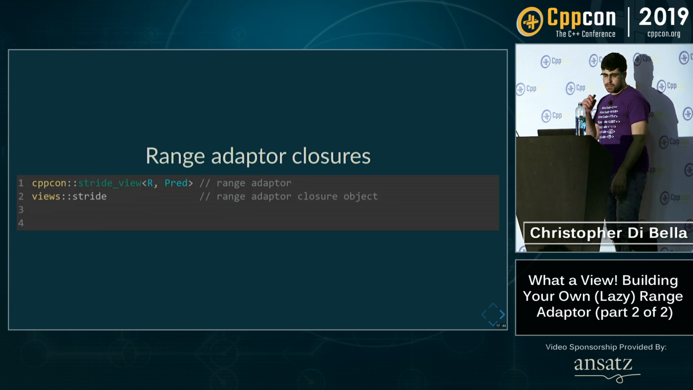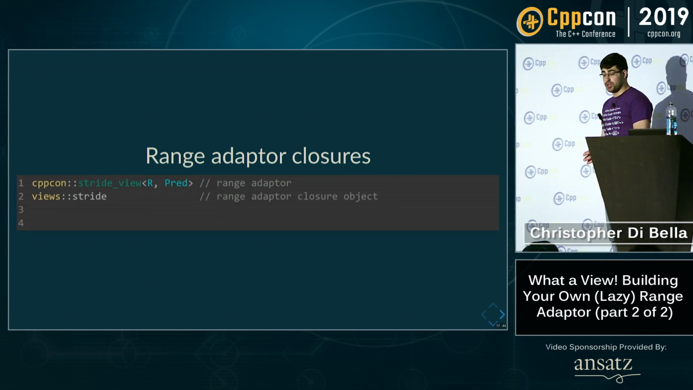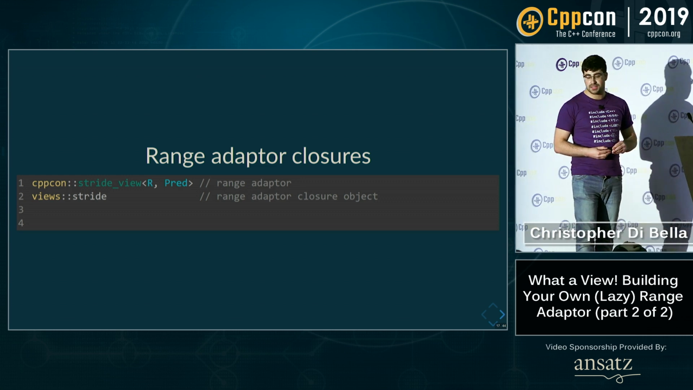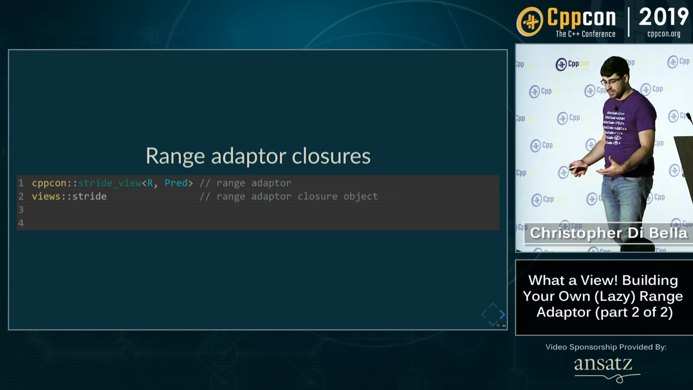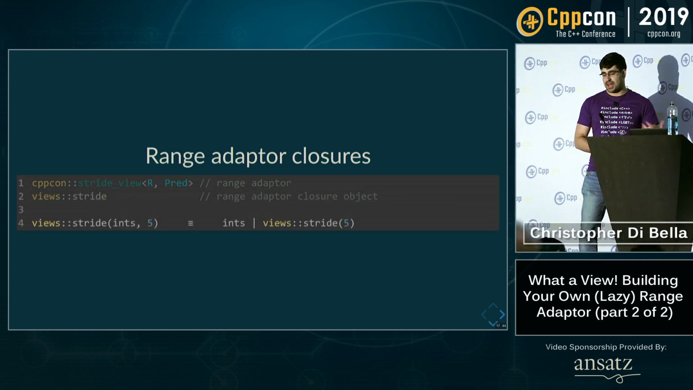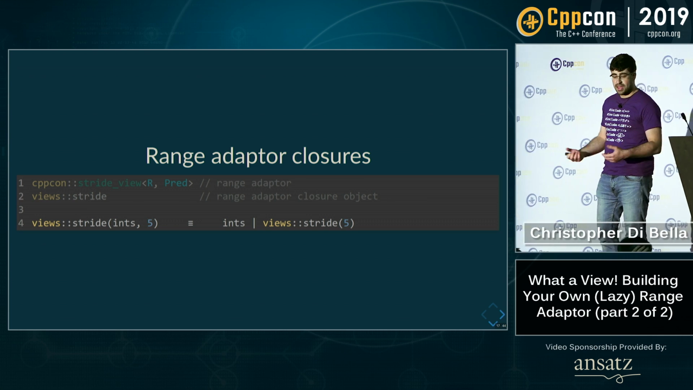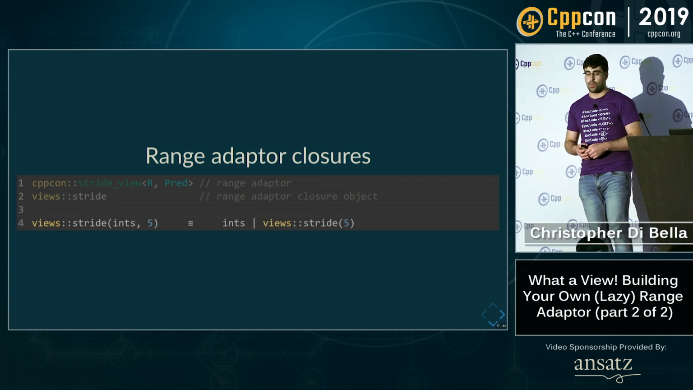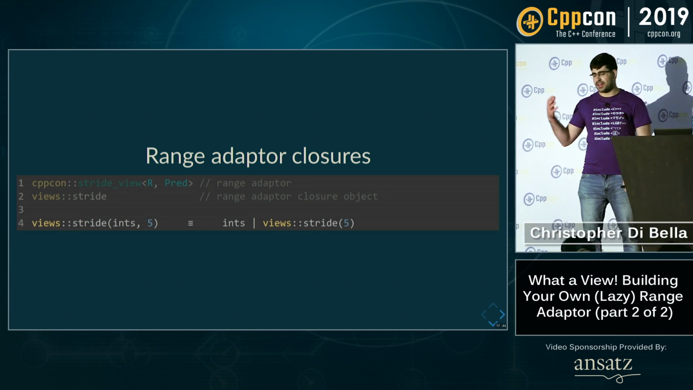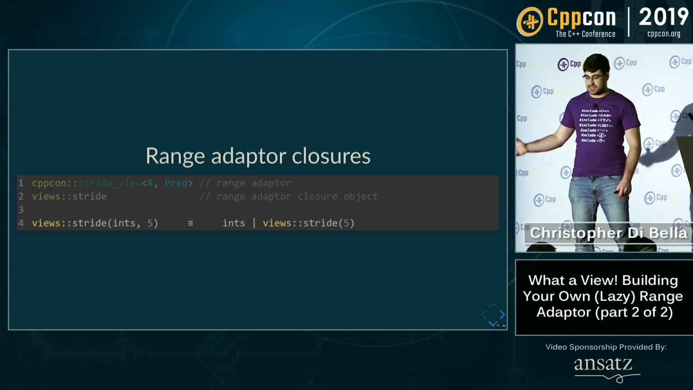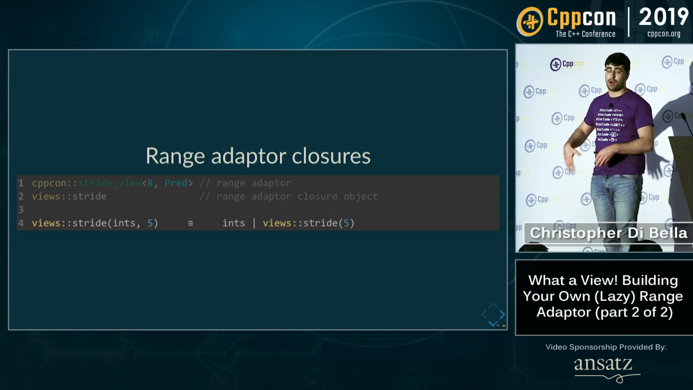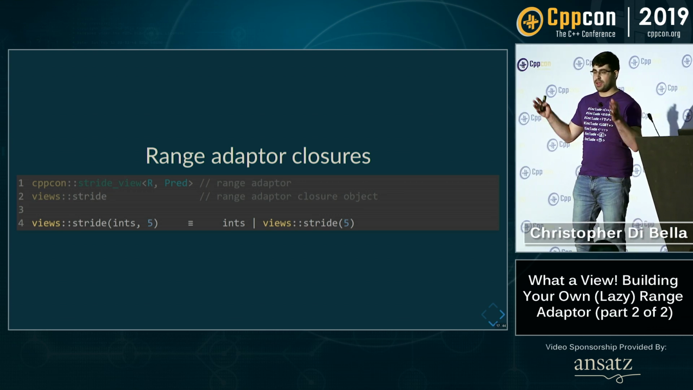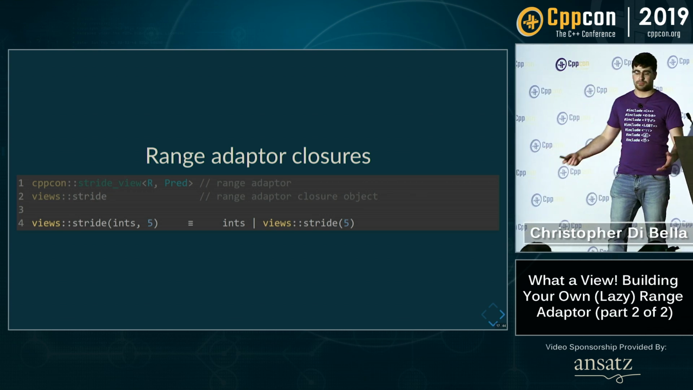So the first thing we need to talk about is what a range adapter closure is. On screen, we have a range adapter, that's stride view, and we have view stride. And view stride is a range adapter closure object. What this means is that we can say view stride of ints and 5, and that will give us back a stride view of an iota view where we have a stride of size 5. And that is equivalent to piping ints into views of a view stride of 5. So these two expressions should be equivalent. If we do one, it must be the same as doing the other.